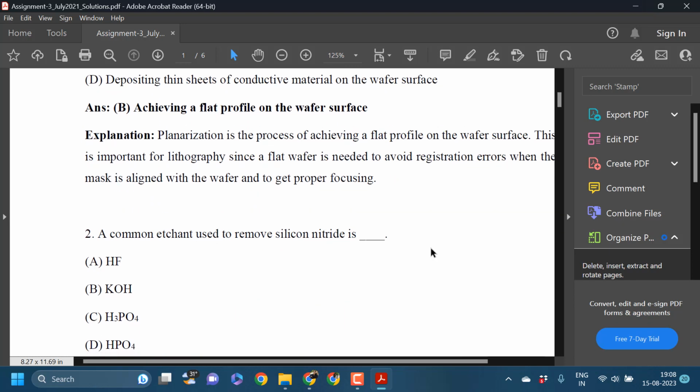So a common etchant that is used to remove silicon nitride is dash. You can either Google, or if you have the summary PDF with you, it used to have a table. In that table, it will be there.